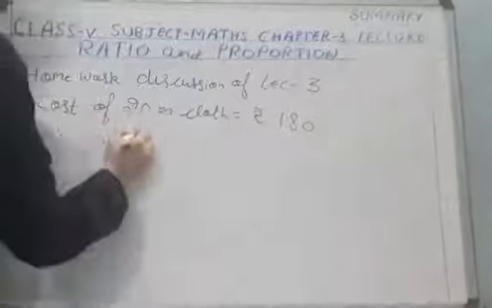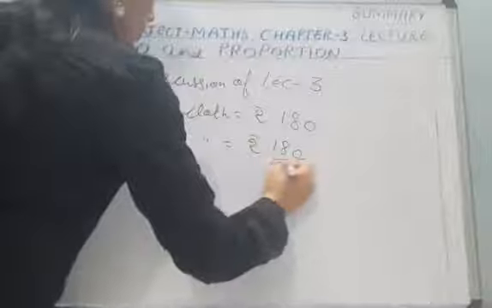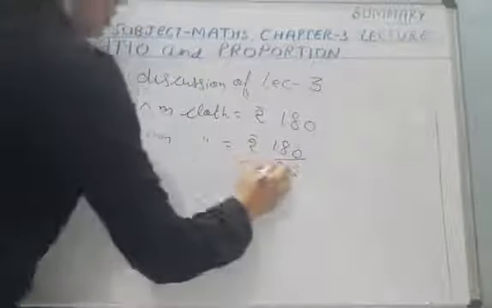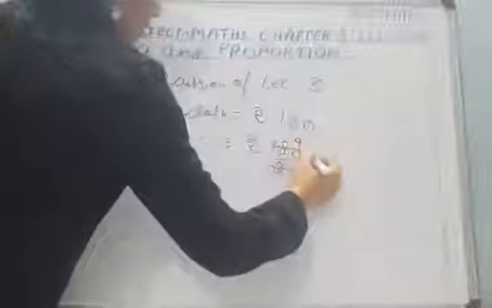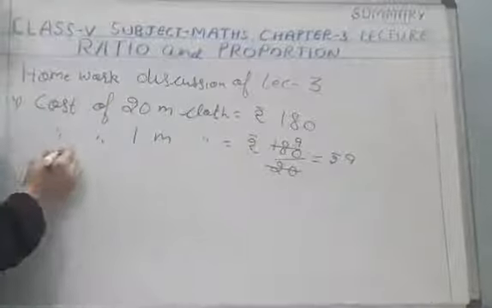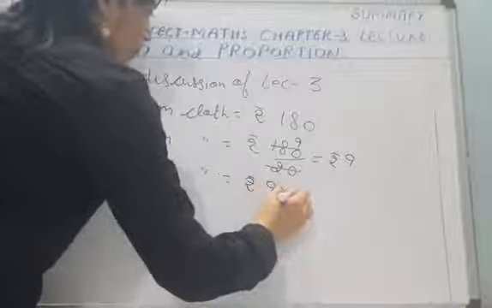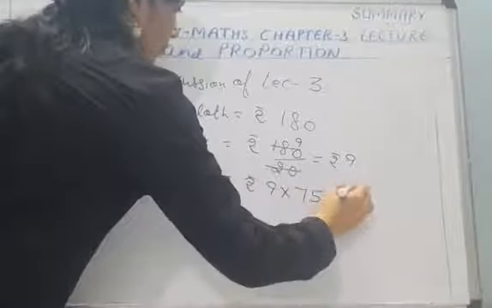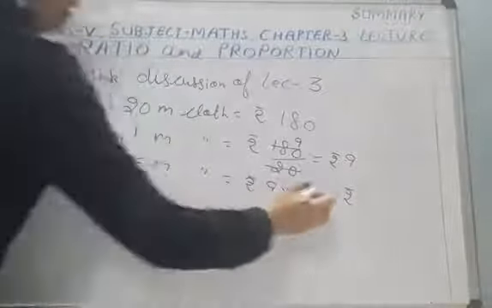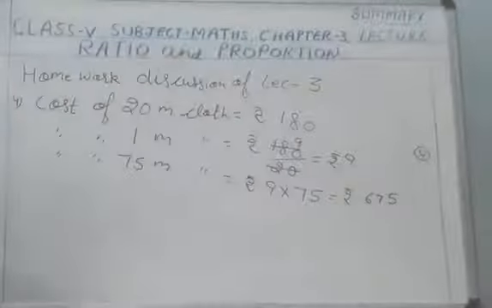Cost of 1 meter cloth, rupees 180 divided by 20. Right? 2 9s are 18. 20 9s are 180. So it is rupees 9. And cost of 75 meter cloth, rupees 9 multiplied by 75. 9 5s are 45. 4 9 7s are 63 plus 4 is 67. So cost of 75 meter cloth is rupees 675.